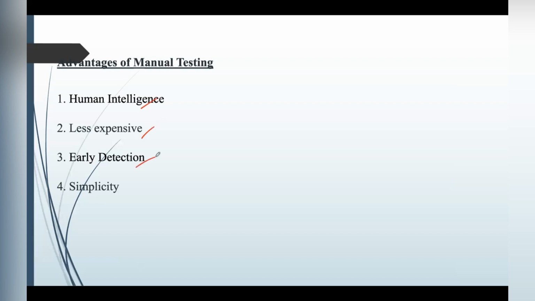Early detection. Using manual testing, serious flaws in software can be found quickly. Human testers undertake manual testing, which allows them to find flaws that an automated test could have missed. By preventing expensive rework later in the development cycle, early defect discovery can reduce development cycle time and expenses.